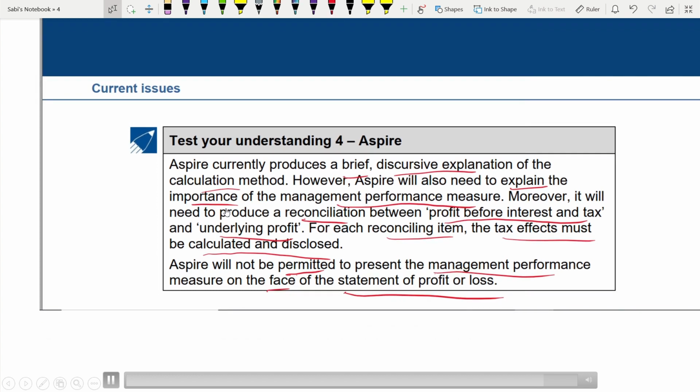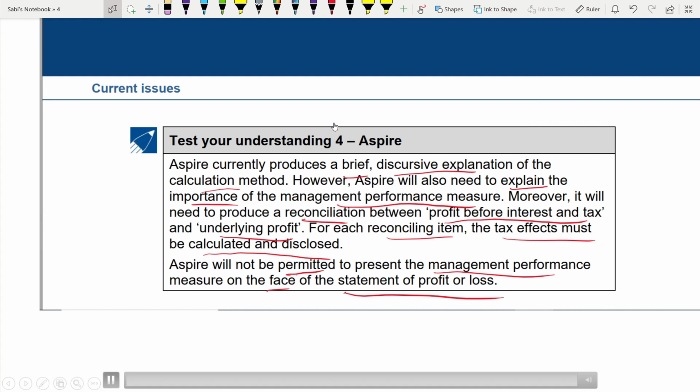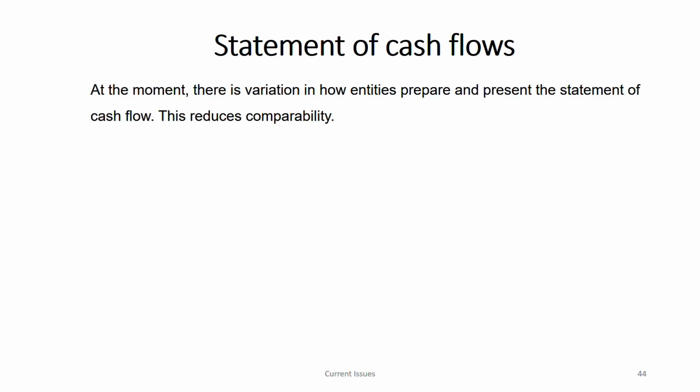So that's it for test understanding 4, and we are just left with one more, test understanding 5, and that's the end. Now let us go towards the last part of this video, which is the statement of cash flow, before I actually wrap up the session.